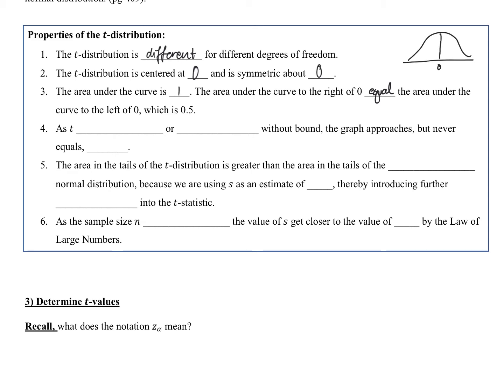So if we have 0, the blue half is equal to the red half, which is both a half. And the total area, I'll go ahead and highlight in yellow, has an area of 1.